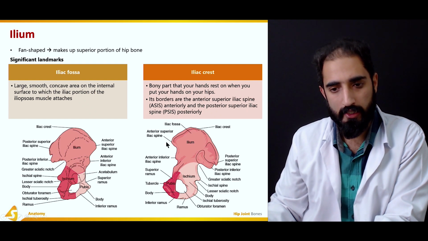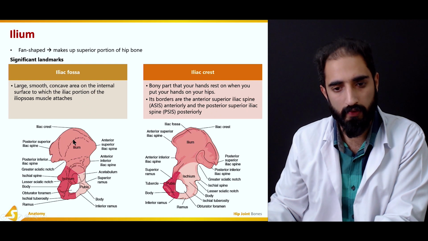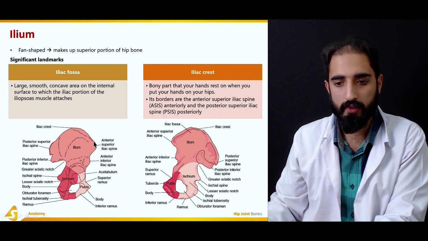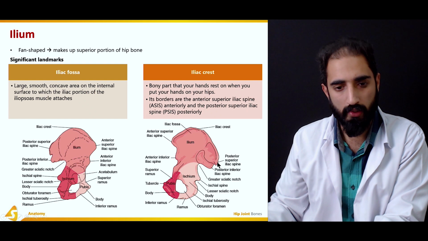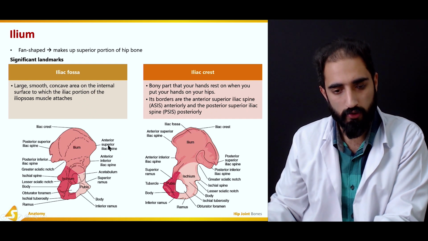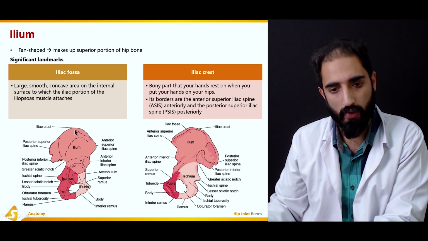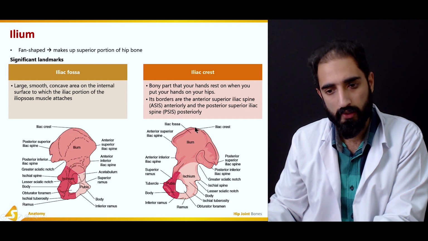So this is the anterior superior iliac spine. Similarly here, this is the anterior superior iliac spine. This is the posterior superior iliac spine. Similarly here, this is the posterior superior iliac spine, and in between the anterior and posterior superior iliac spine we have this iliac crest here as well as here.